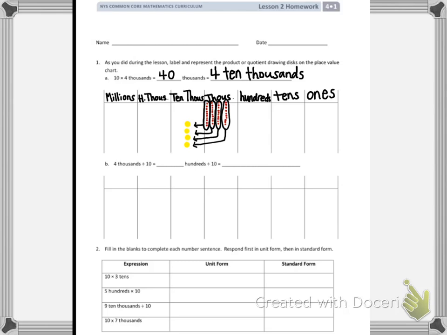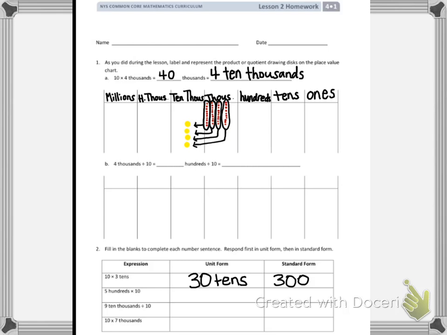10 times 3 is 30. And since we are staying in the same unit, it will be 30 tens. 30 tens in standard form is 300. Next, I'm going to skip down to 9 10,000s divided by 10 so we can try a division problem.